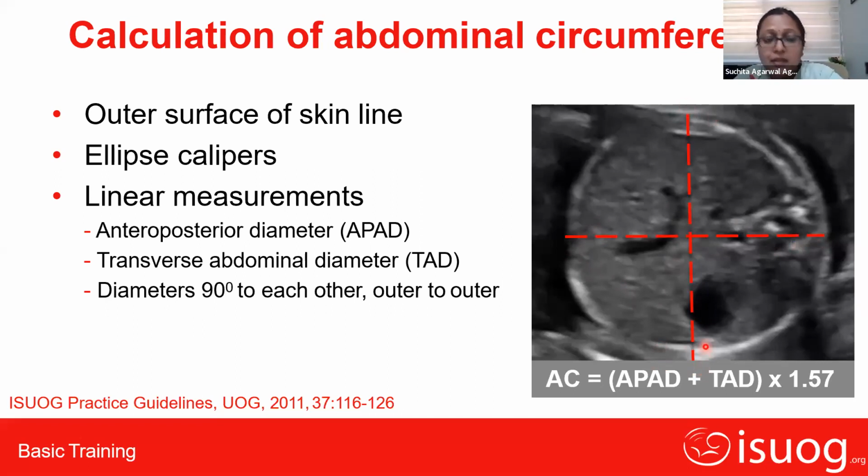So for the ellipse method, whatever is there in the machine, we can use that. It can be either the ellipse caliper method or linear measurements. What are these linear measurements? One is the AP diameter. AP diameter means from one end of the spine to the other end, and the other is the transverse diameter, that is 90 degrees to the first plane. We take the transverse diameter, and again the machine automatically will calculate the AC. This is how we get a perfect AC and hence a perfect weight.